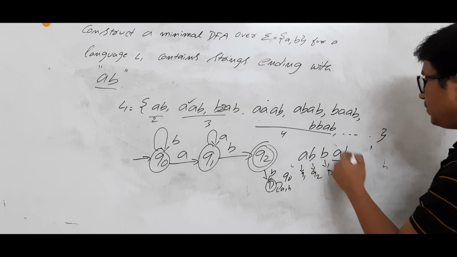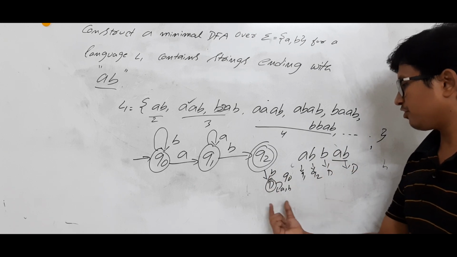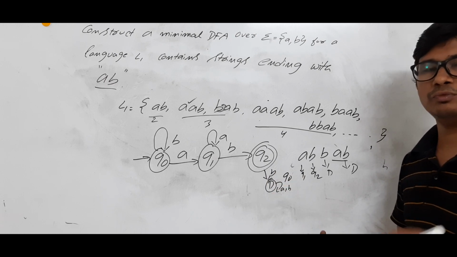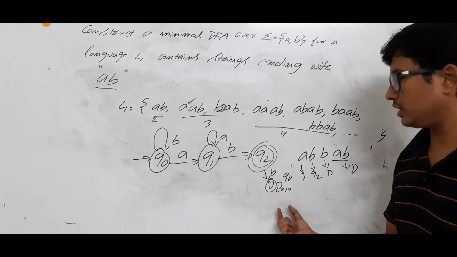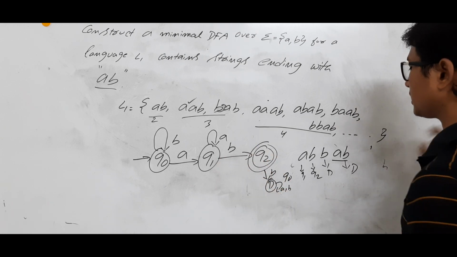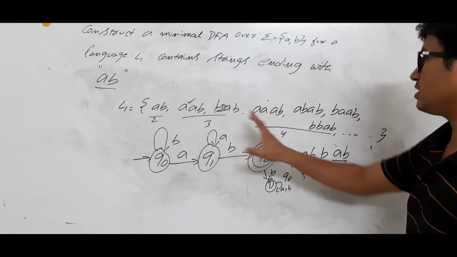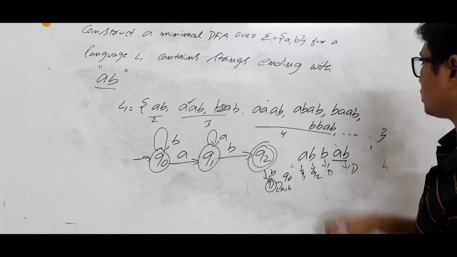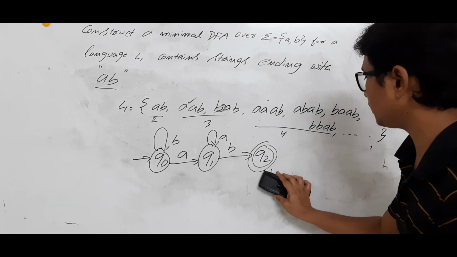Then after the B, I will be there at the D itself, because after reaching the dead state, whatever alphabet you are seeing, you will be there in the dead state only. So I can say that the DFA you are constructing is not accepting this string, which is not correct because this string belongs to the given language L1. So what should I do?